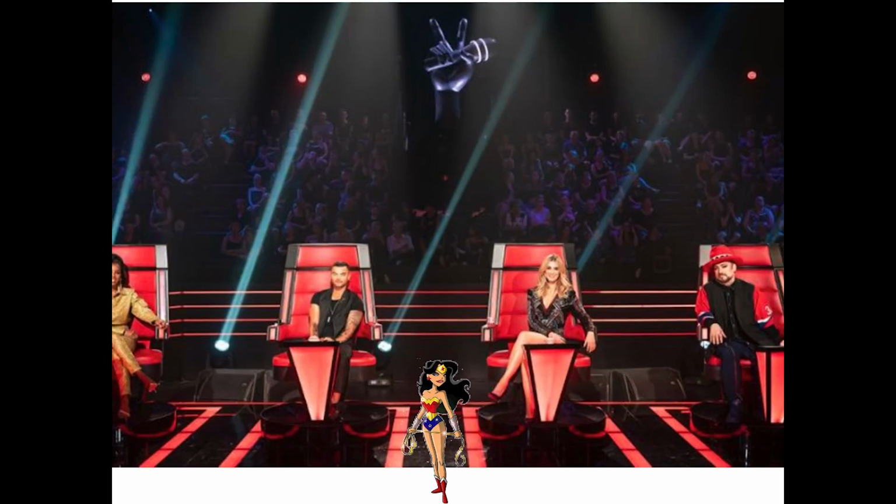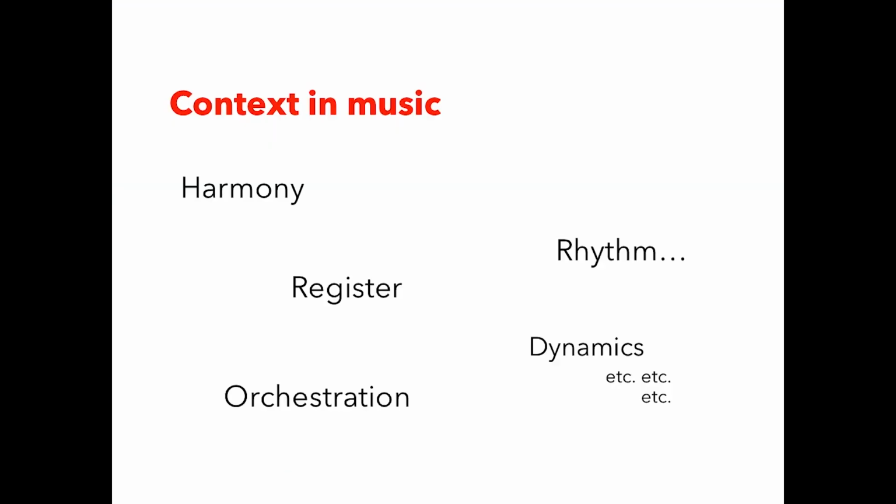Alternatively, our expectations of this image and what it means or represents is significantly different if, for example, she's a contestant on The Voice. Now, instead of a superhero, perhaps she's a woman in a costume in a talent show. So context is really important. It can change our entire perception of what may first seem obvious. How does this work in music?